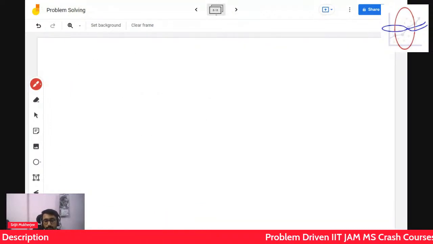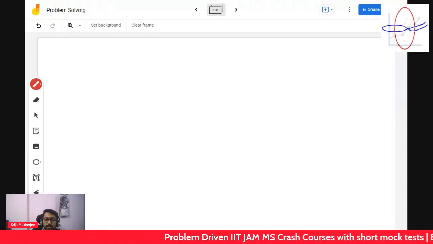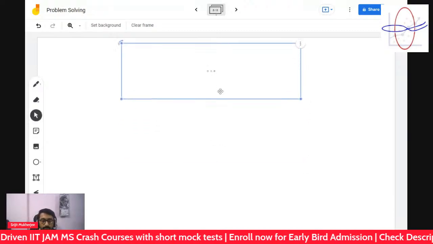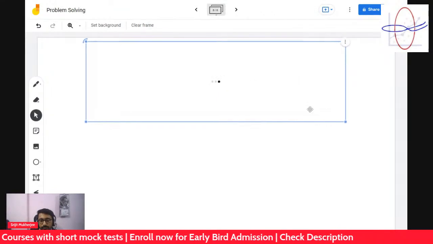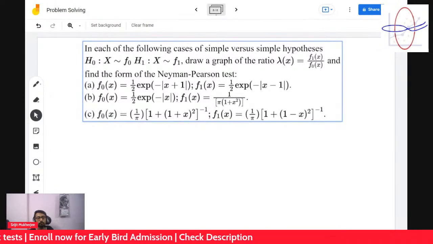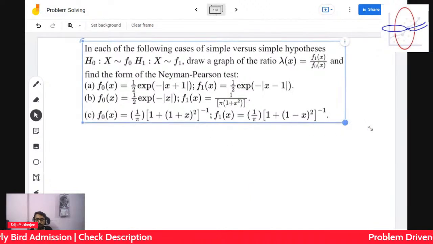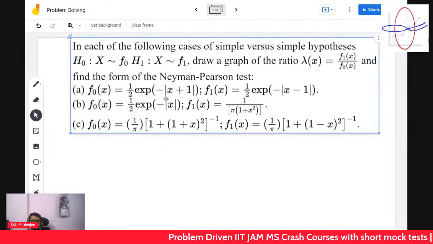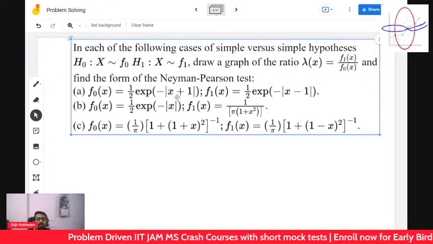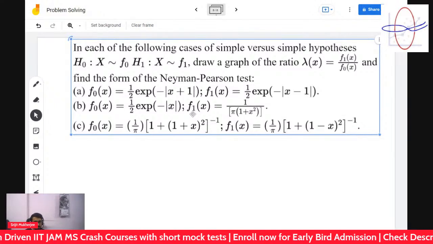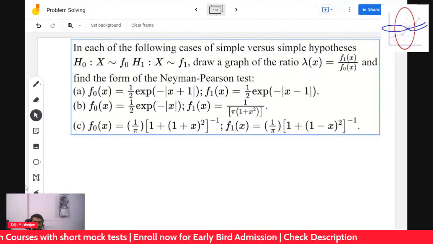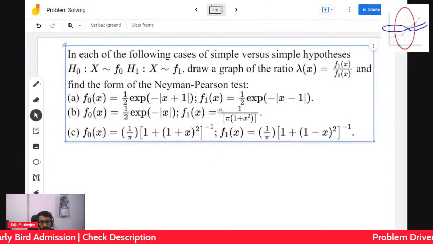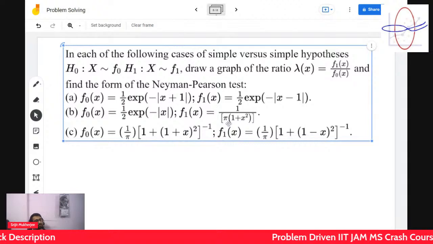This is a really beautiful problem. So you need to understand the problem, okay? In each of the following simple versus simple hypotheses, f naught versus f1, I will just do one of them. Find out the form of the Neyman Pearson test, the form of the rejection region, with less than c.